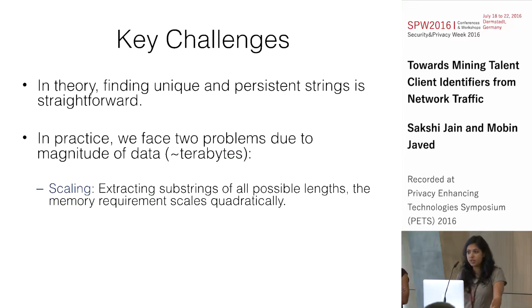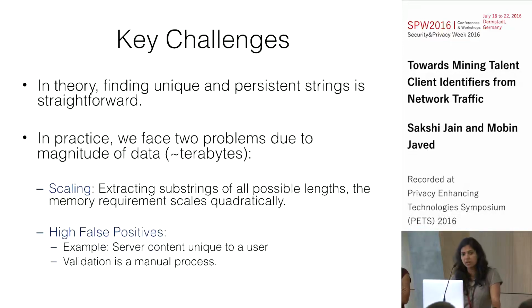Would it be all the potential substrings of your network traces? If that's the case, you're automatically changing your problem statement to a quadratic one, and quadratic of 3.5 terabytes again is huge. The second is the problem of false positives in this case, marking strings that are not trackers as trackers. The false positives, I'll give an example of why this is important and is a big problem here.